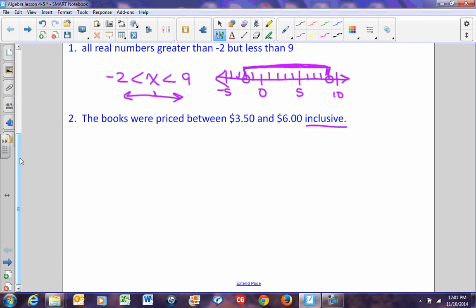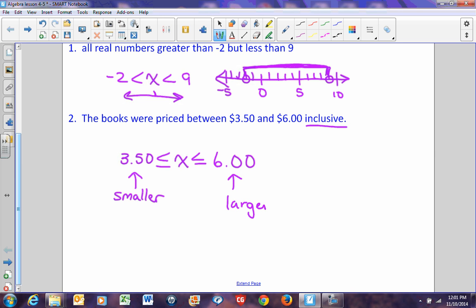So my books were priced between $3.50 and $6. So x is greater than or equal to $3.50, but less than or equal to $6. Remember, the smaller number always goes on the left-hand side, and the larger number always goes on the right-hand side. Very easy to do if you remember. Like a number line, smaller numbers are on the left, and larger numbers are on the right.